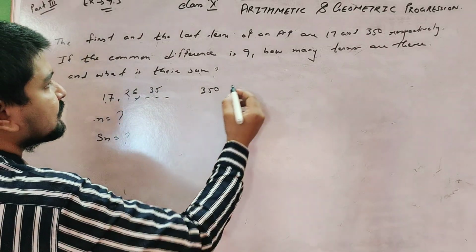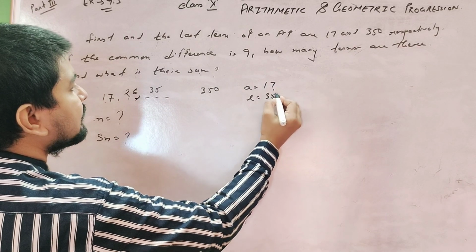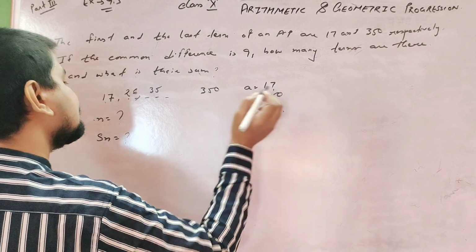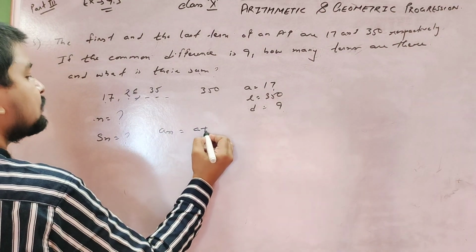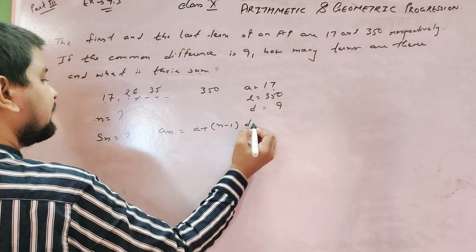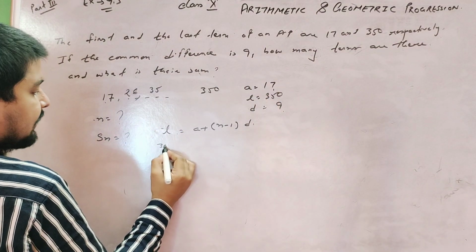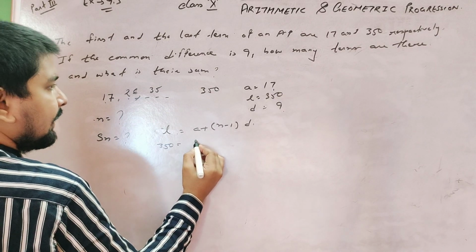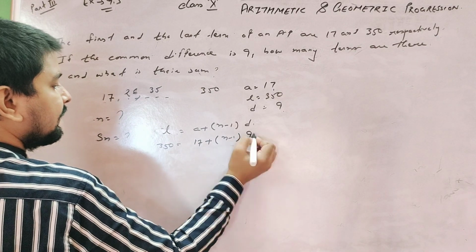So first of all, a is 17, l is 350, and d is 9. So a_n equals a plus n minus 1 d. Here a_n, that means the last term, is given, so we use l, that is l is 350, a is 17, and we don't know n, d is 9.